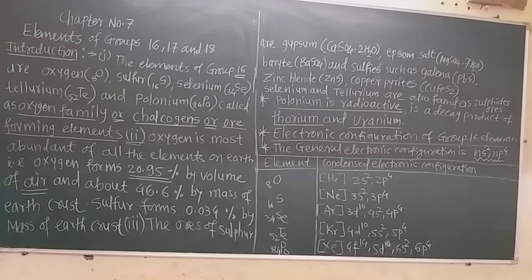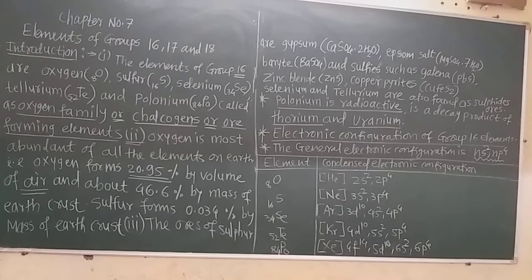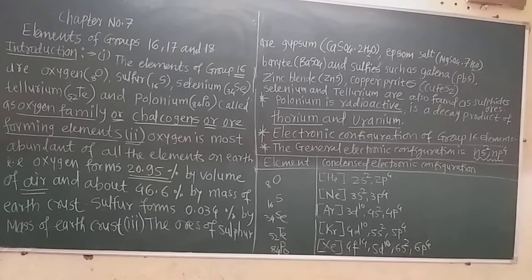Second element is sulfur in this group 16. Third is selenium. Sulfur has atomic number 16, remember. Selenium has 34. Very important, the atomic numbers also. Tellurium, the symbol is Te, having atomic number 52, and polonium, which is the radioactive element in this family.